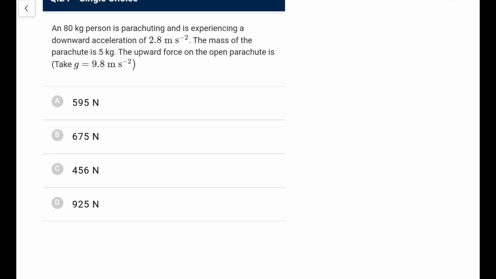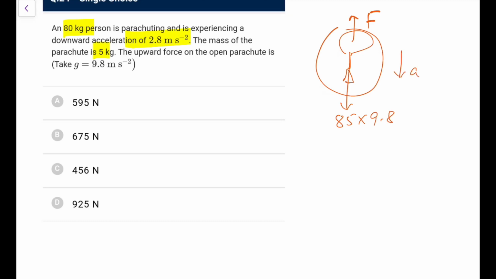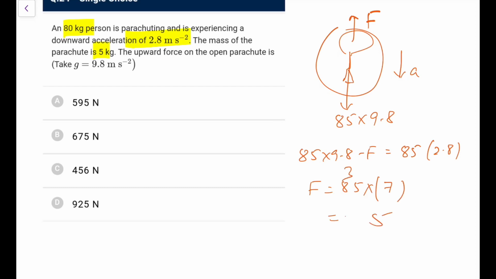An 80 kg person is parachuting and experiencing a downward acceleration of 2.8. The mass of the parachute is 5. What is the upward force? Let's say this is the parachute and this is the person. The upward force be F, and the total mass we have is 80 and 5, that is 85, into 9.8, and it is going down with acceleration A. So 85 into 9.8 minus F is equal to 85 into A, and A is 2.8. So F is 85 common, 9.8 minus 2.8, that is 7. 7 fives are 35, 7 eights are 56, 595 Newton. So option A is the answer.